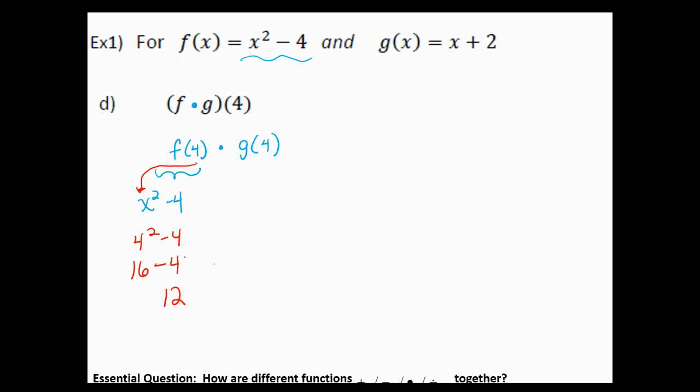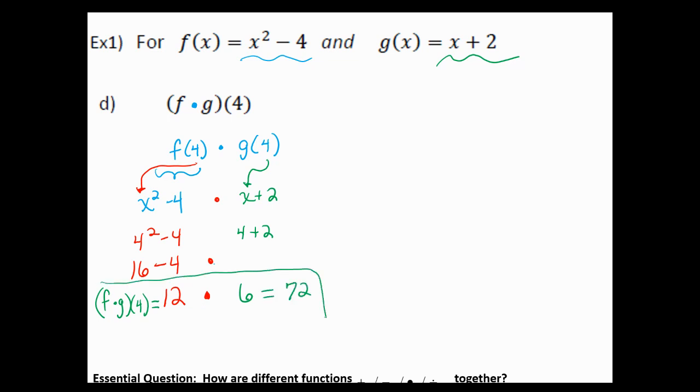And I'm just working downwards. Then we're going to multiply that by the g of 4 function, right? So I'm going to take the g function, x plus 2, and plug in a 4 for that. So that would be 4 plus 2, that's 6. And here comes my final answer. What is f times g at 4? Well, what is 12 times 6? That's 72. So there's our final answer of 72.